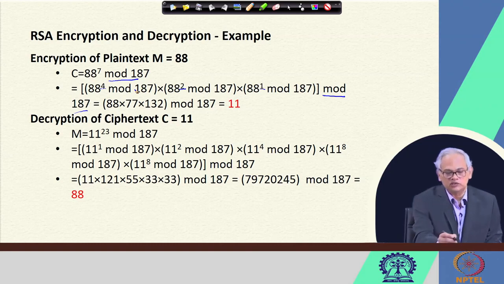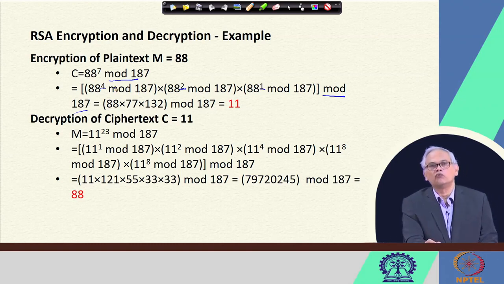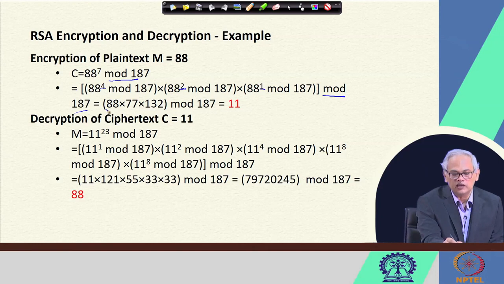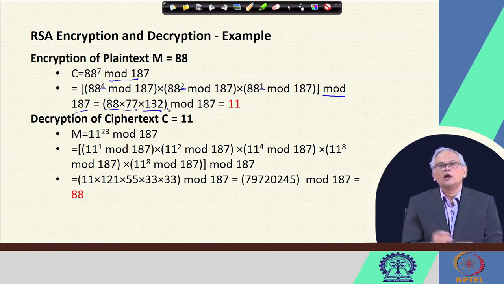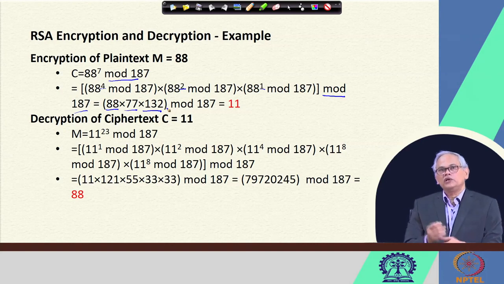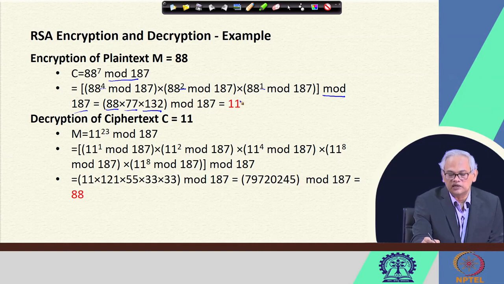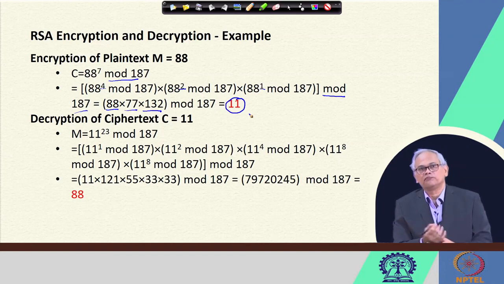So, individually we raise it only to these powers of 4, 2 and 1, and then we get 88 from here. You can easily compute that, and then 132, and then you multiply these 3 and then you divide it by 187, and you will see that the remainder that you will get is C. So, this is 11, which is C.